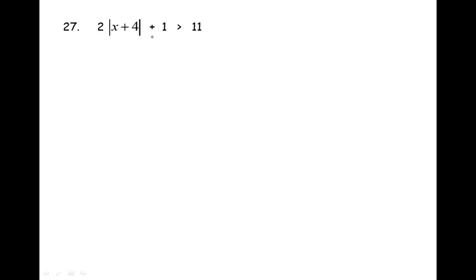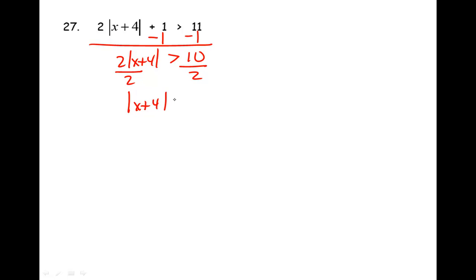27. Similar idea, we want to isolate the absolute value, so we subtract 1 from both sides. Then we would divide by 2. Now, when we have an absolute value of a number greater than a value, we want to split these as well. So we're going to say x is greater than c, or x is, we want to flip the sign and make it negative, or x is less than negative c.